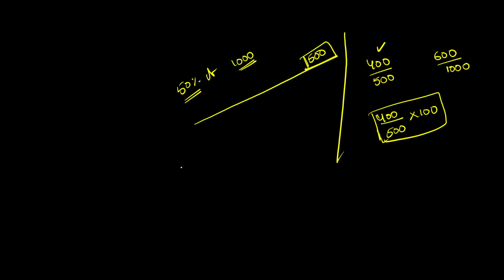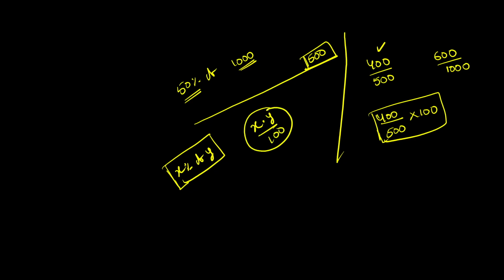Let's also understand this. X percentage of Y. If someone asks you to calculate X percentage of Y, how do we calculate this? That's X into Y by 100. X percentage of Y is X into Y by 100. Now, I am sure when I asked you the previous question, 50 percentage of 1000, you guys didn't calculate it this way. So 50 percentage of 1000, we simply know the value that it's half of the given number.